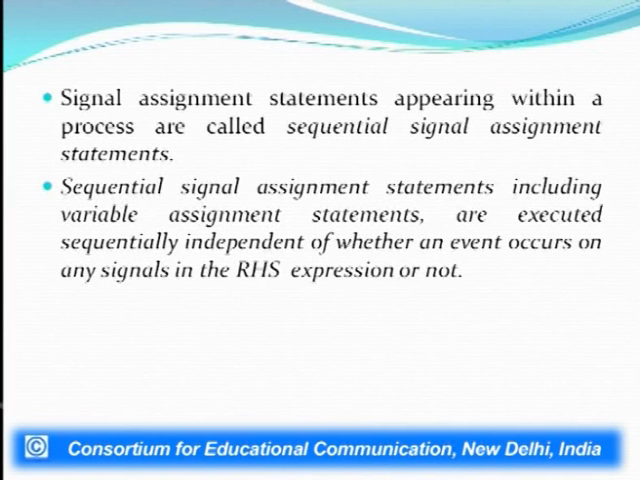So signal assignment statements appearing within the process are called sequential signal assignment statements. Sequential signal assignment statements, which include the variable assignment statements, are executed sequentially, independent of whether an event occurs on any signal in the right hand side expression or not. They are totally dependent upon the sensitivity list in the process statement, unlike what was the case in data flow, wherein it was dependent on any action occurring on the RHS. So here it is not dependent on that.